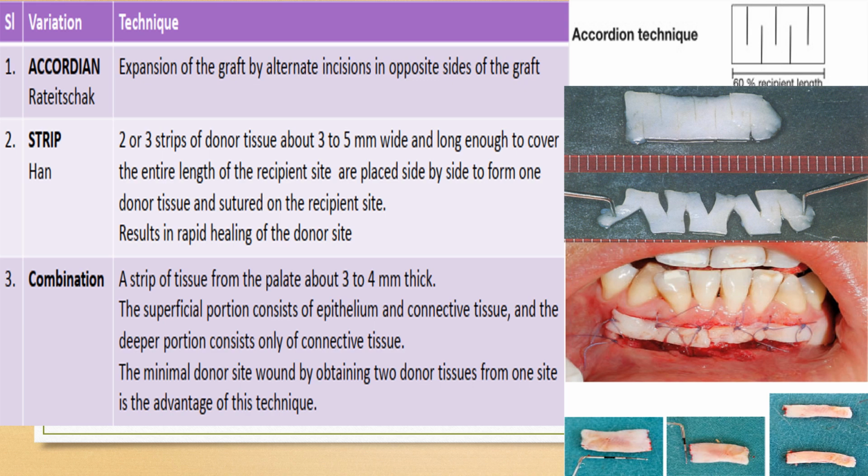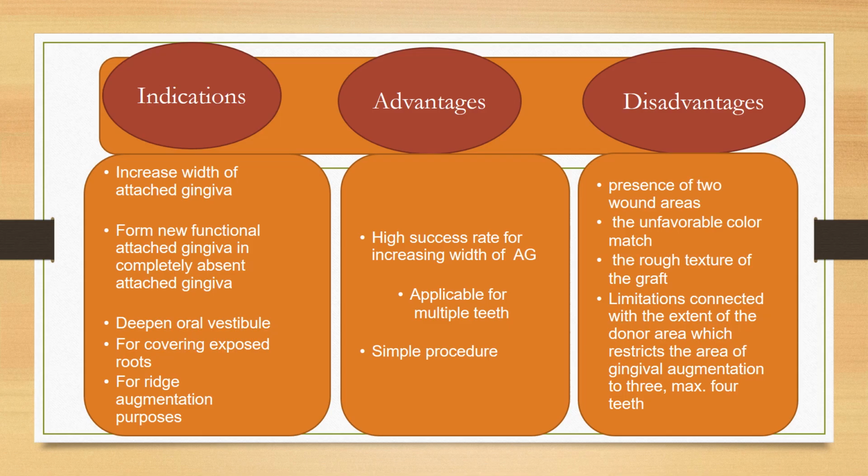Then coming to the combination of these two types, strips can also be used from the palate, about 3 to 4 mm thick, and the superficial portion consists of epithelium. It can be used in two different ways: either strip-wise, or they can separate it into epithelium and connective tissue. Some areas you can use epithelium and some areas connective tissue. The advantage is minimal donor site wound by obtaining two donor tissues from one side.